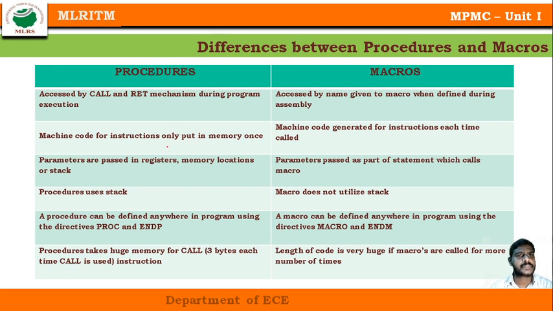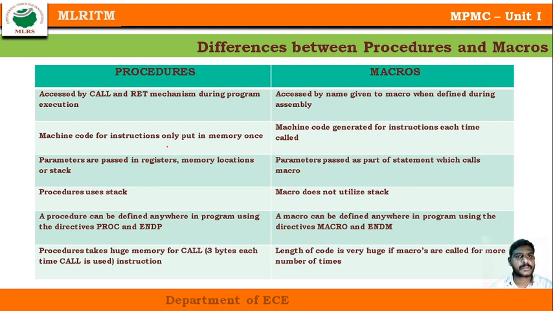Procedure can be accessed by using a call and return instruction during a program. Macro can be given using a definition in the main program itself. In case of the procedures, machine code for the instructions is put in the memory only once, whereas in case of macros, machine code is generated for the instructions each time the macro is called.